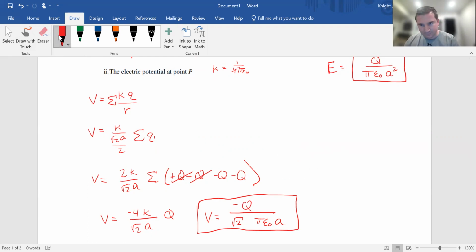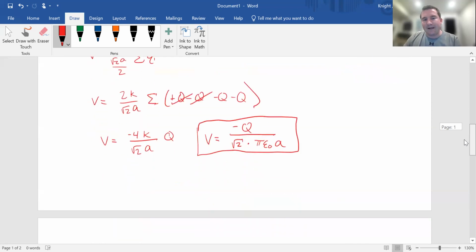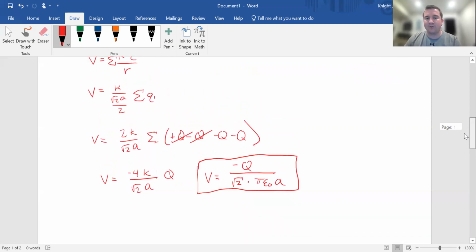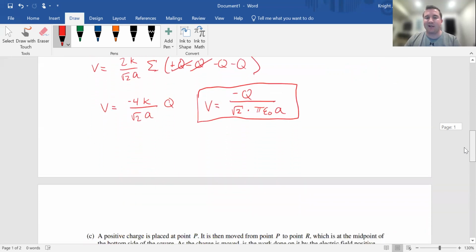All right, so there we go. The 4 canceled when you substitute in the k. So we put a nice little multiplication in there to let people know that we put that times there. That's not a space, that I made a mistake. I just left a lot of space for that multiplication sign. So there is our potential, negative q over root 2 times pi epsilon naught a.